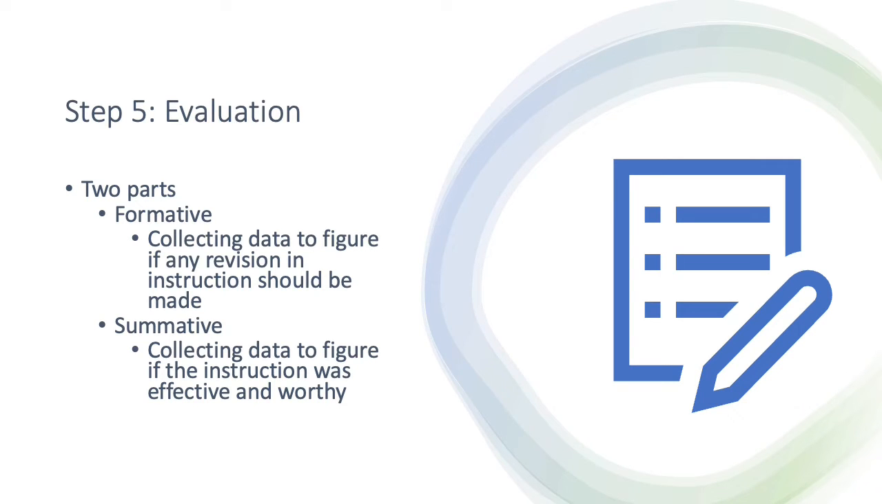The 5th and final step in the ADDIE process is evaluation, which has 2 parts. There is formative, which collects the data to figure if any kind of revisions in the instruction should be made, and summative, which is collecting the data to figure if the instruction was effective and worthy. According to Reeser and Dempsey 2018, if there needs to be any revisions, they are completed after a thorough evaluation.